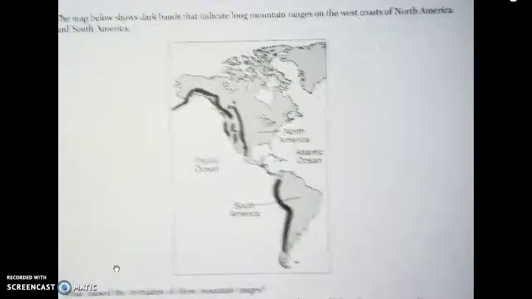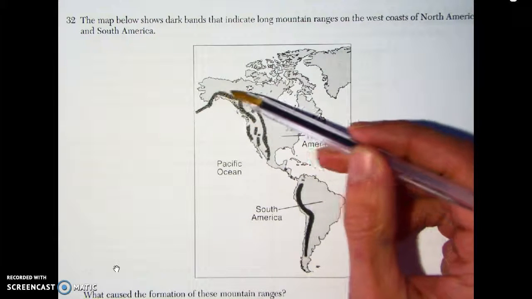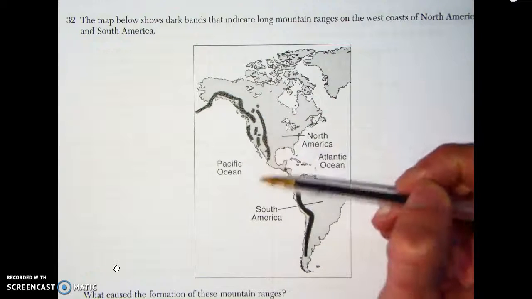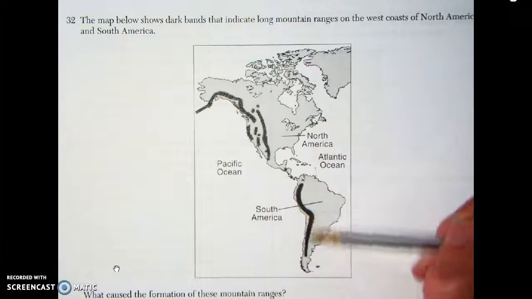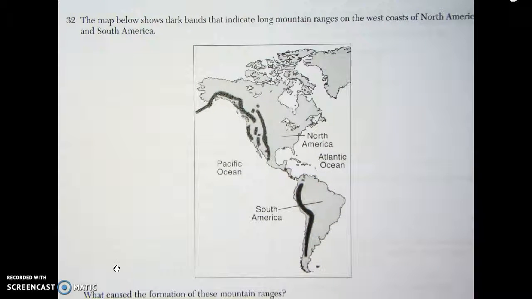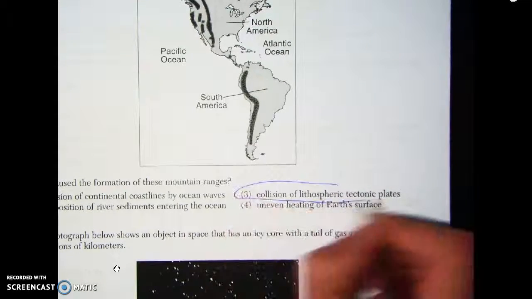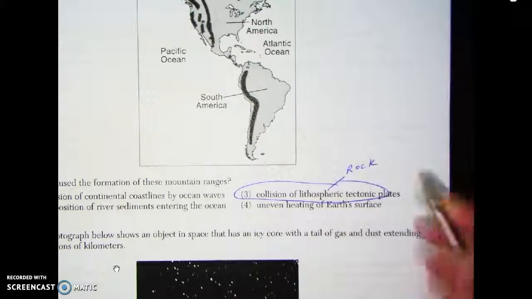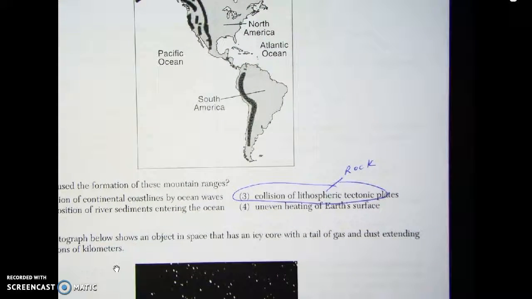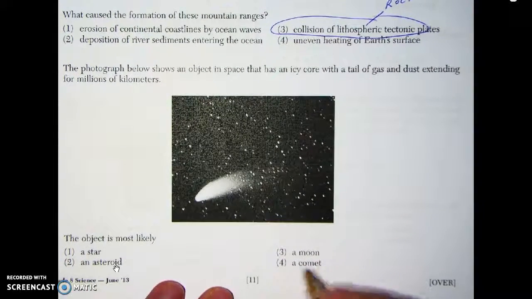Okay, here's question 32. We have some mountain chains. We've got the Cascades in the Pacific Northwest. We've got the Sierra Nevadas over here. We've got the Andes Mountains down here in South America. And we get mountains forming when we have the collision of tectonic plates, which is choice 3. A lithospheric plate, lithospheric basically means rock, and we have these tectonic plates that make up the surface of the Earth.